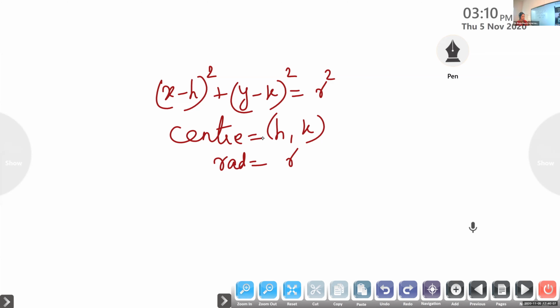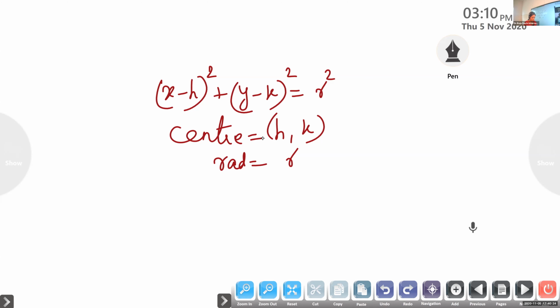So in the morning session, the center and radius were given, and we framed the equation of the circle. Now, suppose the equation of the circle is given. How do we find the center and radius? That's what we are going to do now.